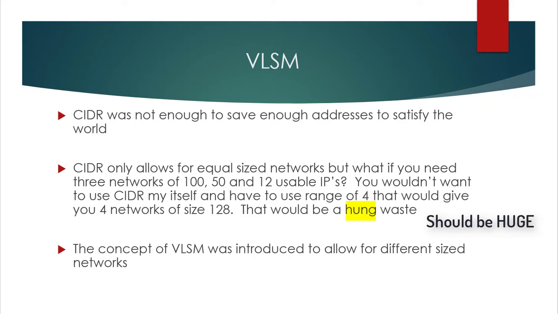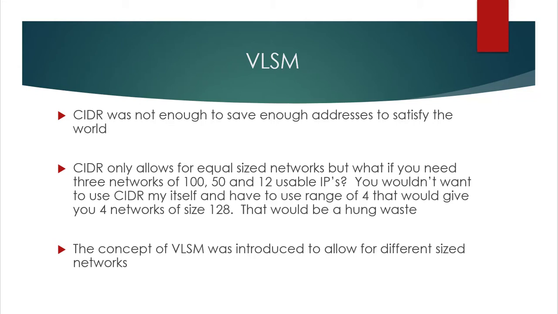And the problem is, CIDR only allows you to make equal sized networks. So I can take one network and divide it up into equal sizes. But what if you need a network of 100 usable IP addresses at the headquarters, and then you have a branch office that needs 50 usable IPs, and then you have a small satellite office that will probably never get any bigger, but only needs 12 usable IP addresses? Your only option under CIDR would be to take one large network and split it up into 4 networks of size 128. Having 128 usable IP addresses at, let's say, a McDonald's that only needs 12 usable IP addresses, is kind of a waste of IP addresses.